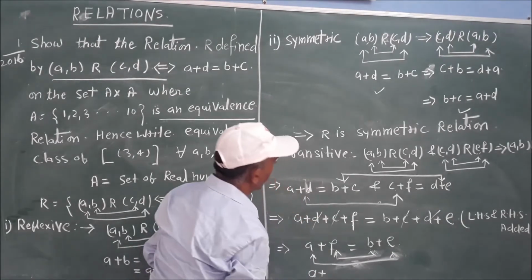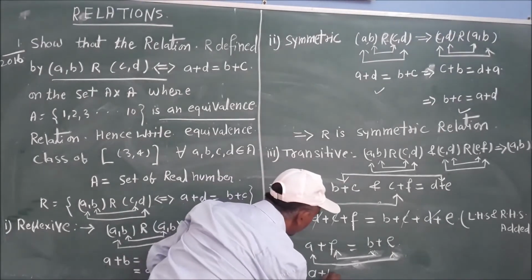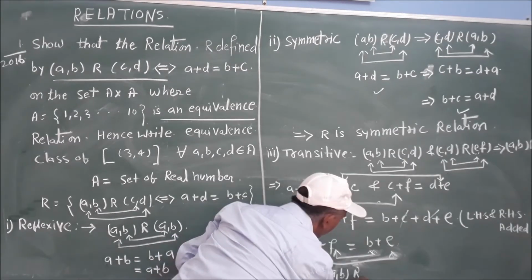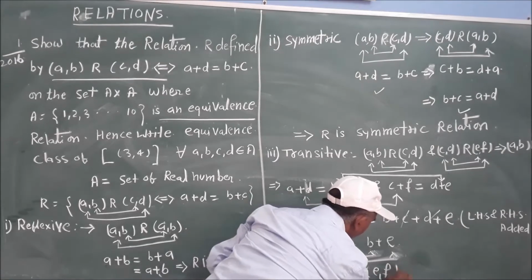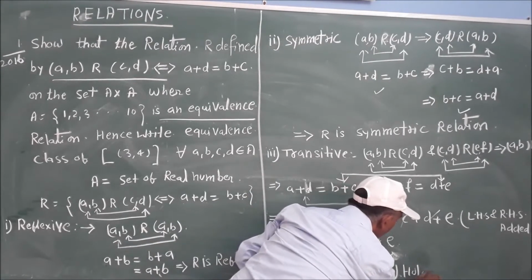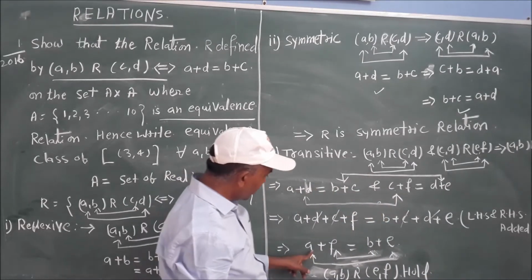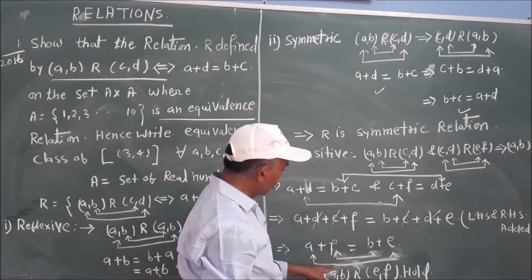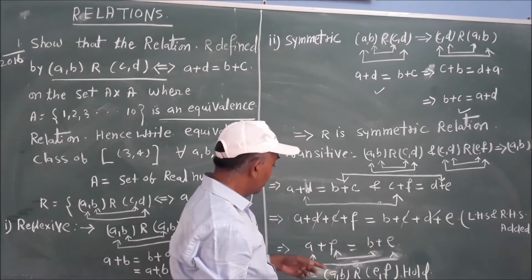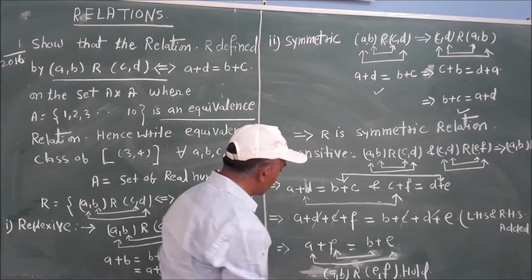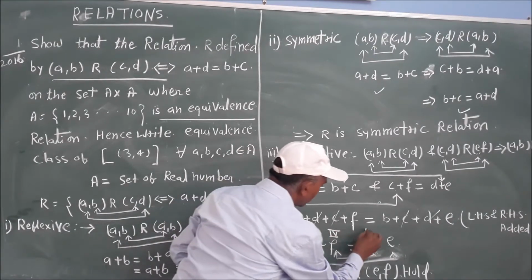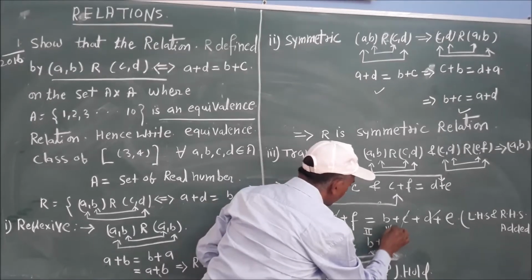A plus B is related to EF. Again, this implies this holds. So this can be the first element plus second element is equal to fourth element. This is your fourth element and this is your third element. First element, fourth element. This is your first element, this is your fourth element, this is your second element and this is your third element.